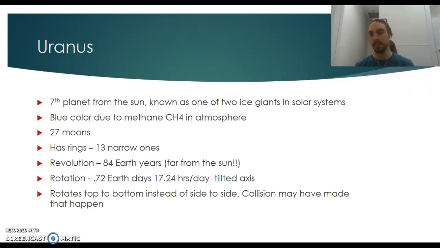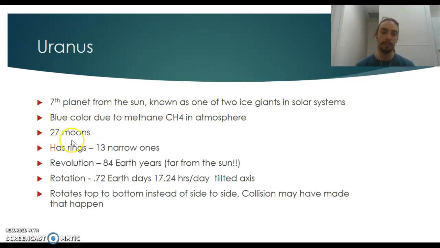And then Uranus, or Uranus, however you want to pronounce it. It's funnier the other way, so say it however you want. I don't care. It's the 7th planet from the sun. It's known as one of 2 ice giants in the solar system. So the next one is going to be Neptune. Obviously, it's the last one. It's blue, and that blue color is due to a lot of methane in the atmosphere. And methane is CH4. We should all know that. We have a lot of it in our atmosphere.